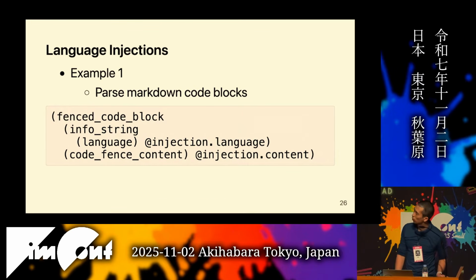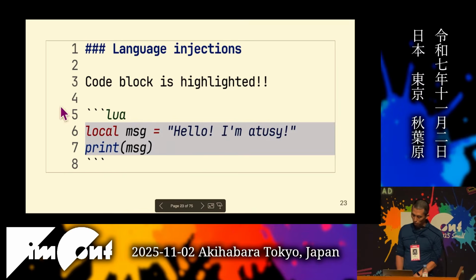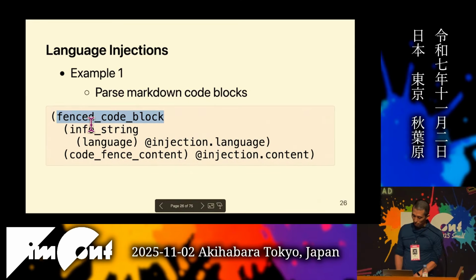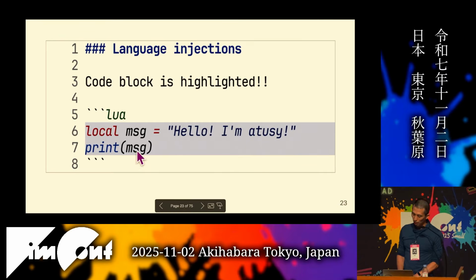Okay, so this looks like a quite complex query, but if we find a fenced code block, that's the whole region of the 5th to 8th line, and then the fenced code block has an info string, and the info string has a language node. So we mark it as injection language, so we can detect what language the code block is about. And it will also capture fence contents as @injection.content, so Treesitter knows where to highlight the Lua code.